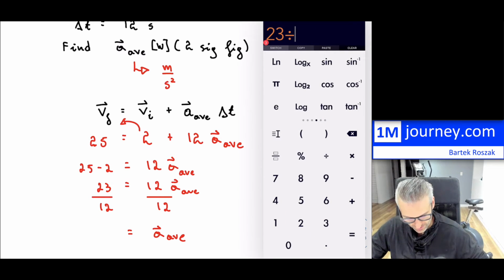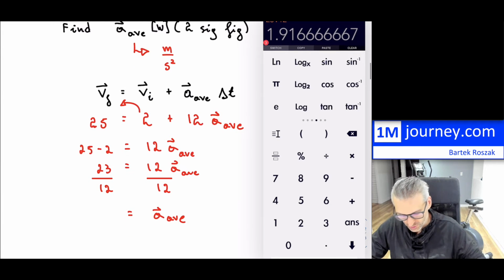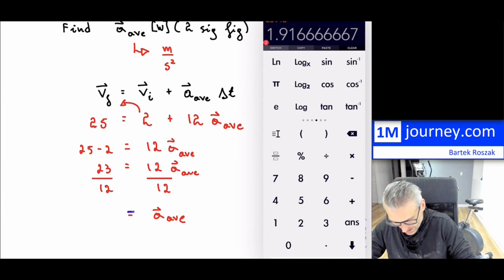So 23 divided by 12. There you have it. Now, rounding this to 2 significant figures, this is what I'm going to do. That's going to be approximately equal to... now you can write more digits, but I'm going to right away round this. So that's 2 sig figs that I have.